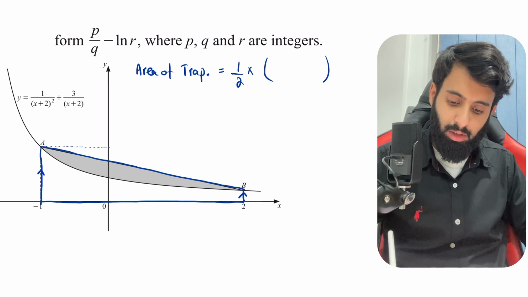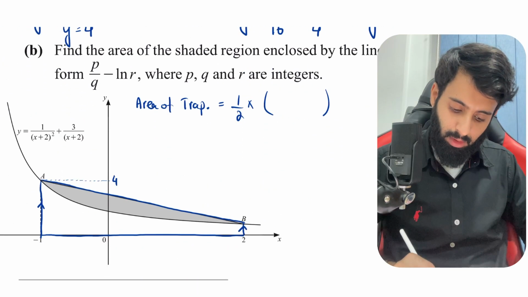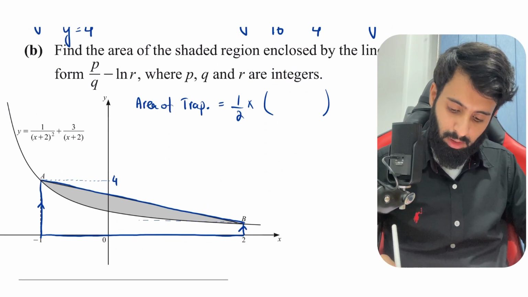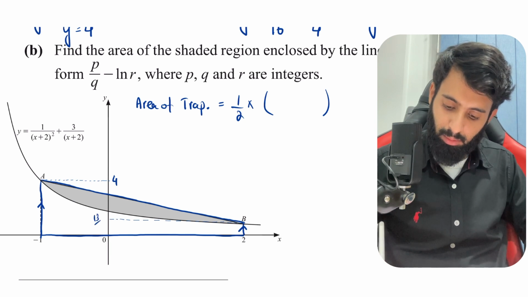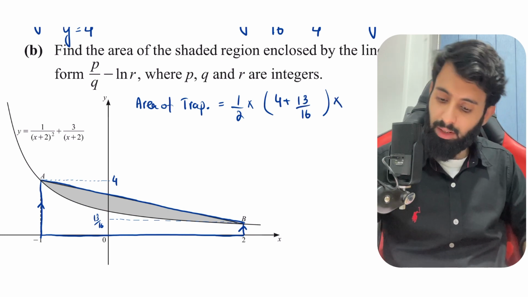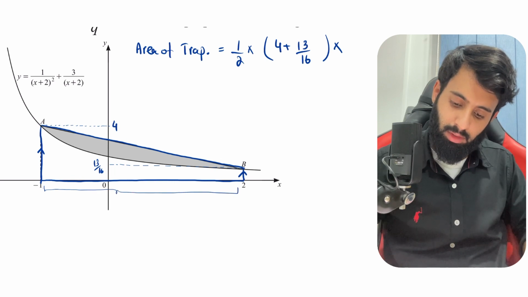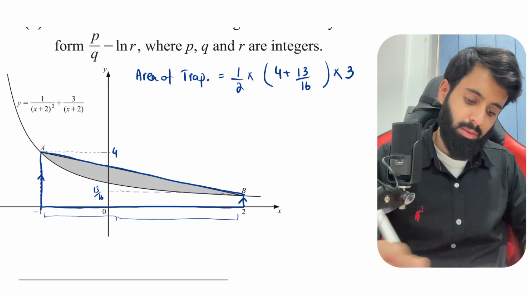The coordinate of A turned out to be 4, and the coordinate of B turned out to be 13 upon 16. So as far as the sum of parallel lengths goes, we'll do 4 plus 13 upon 16. And then the height. The height would be this length right here, so 2 minus -1, which is equal to 3.